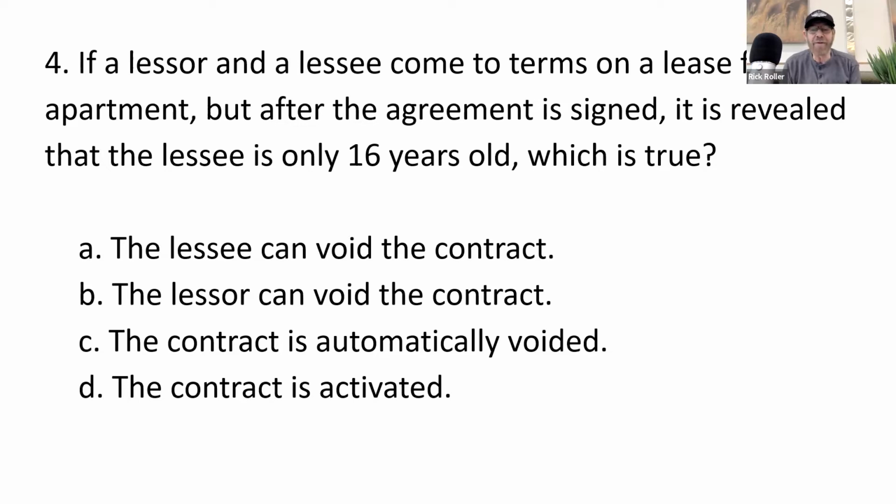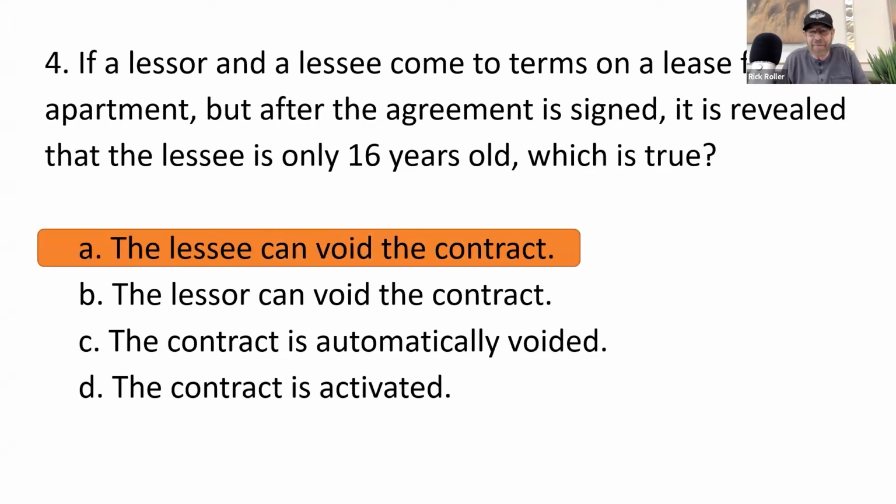C, the contract is automatically voided. And once again, things don't happen very often automatically. D, the contract is activated. What the heck? What's that mean? Plugged in? I don't know. So guys, the answer, of course, would be the lessee can void the contract because they lack capacity. And the contract is voidable.